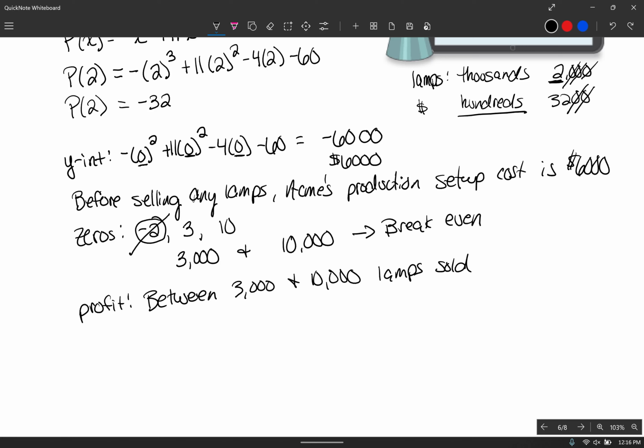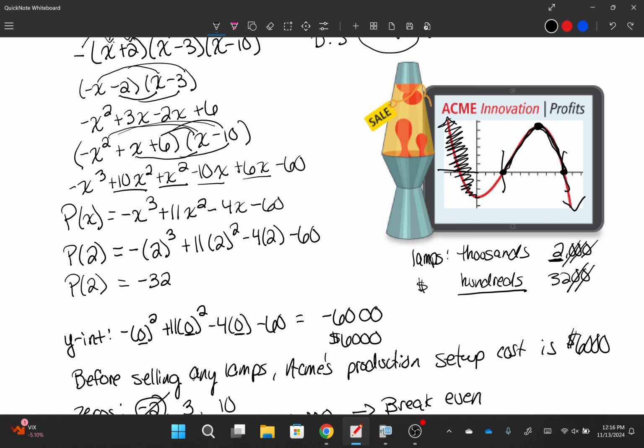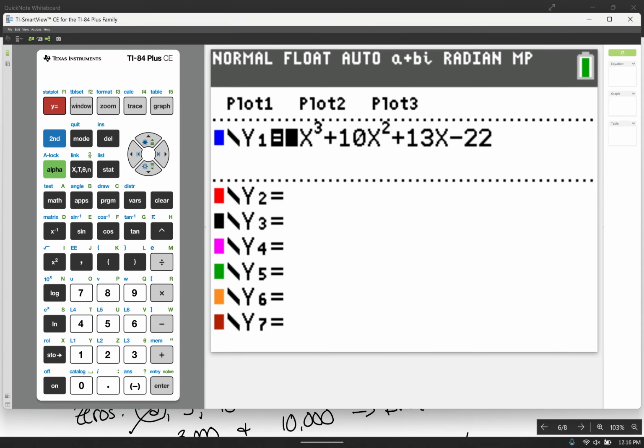All right, and then let's talk about the maximum profit I can make. For this, we're going to use our calculator to help us. We want to know what this point is here because that is the maximum, which would tell us the highest amount we could make. So we're going to grab our calculator. It does not matter if I put in the factored form or if I put in standard form. They are exactly the same. They are just written in two forms. So on a graph, they will look exactly the same.